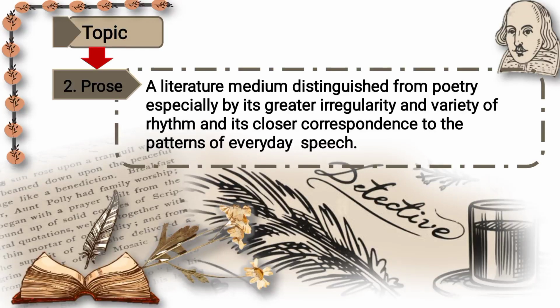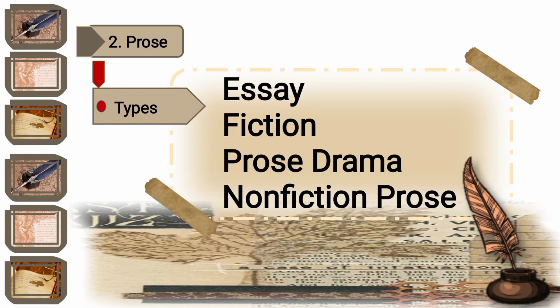So what is prose? It is a literary medium distinguished from poetry, especially by its greater irregularity and variety of rhythm. It is closer correspondence to the patterns of everyday speech. It differs from poetry in terms of tone, pace, and object of attention. For short, prose has no pattern. So there are types of prose. We have the essay, fiction, prose drama, and non-fiction prose.